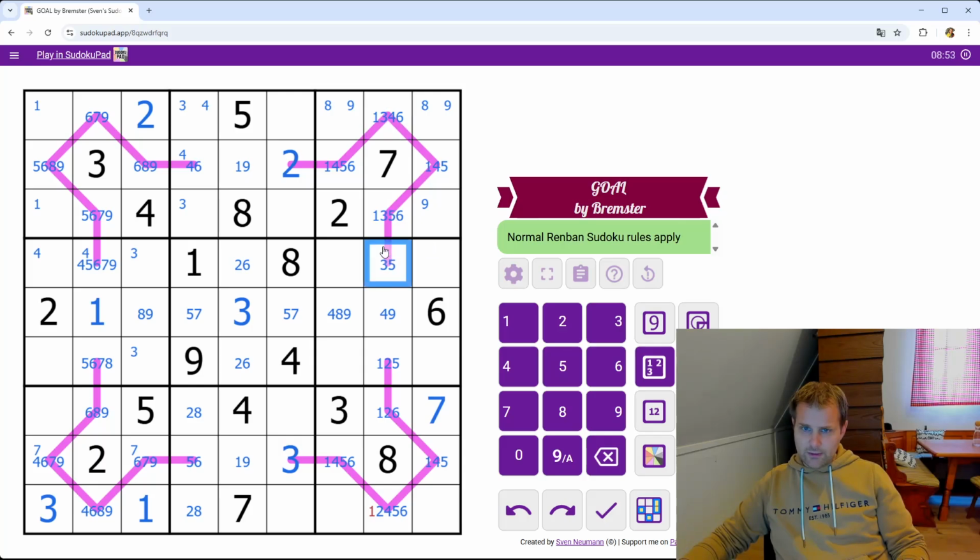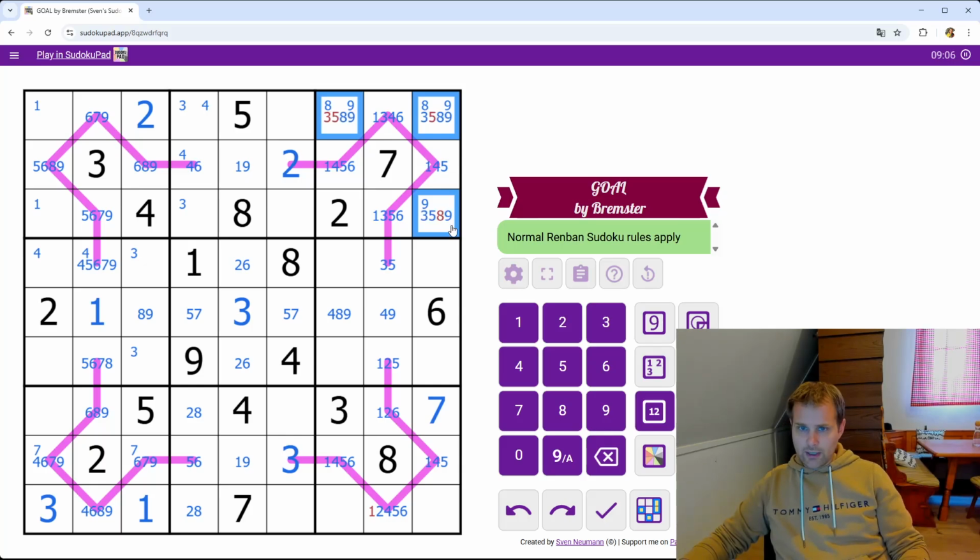Yeah, and basically this cell must be somewhere here on this box, but it can't be on its own Renban. So this 3, 5 must be paired together with the 8, 9. So yeah, the same with this 1, 2, 5. One of these is a 9, which makes this not a 9. And this 1, 2, 5 must be somewhere in here as well.